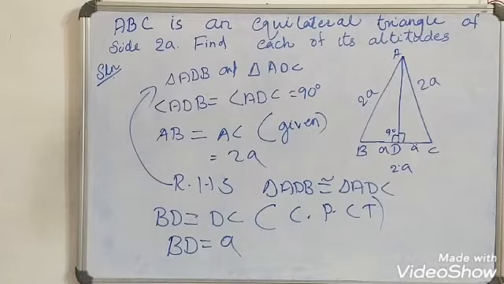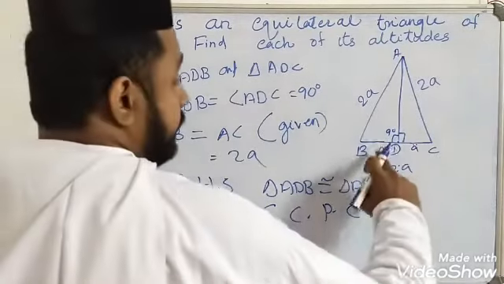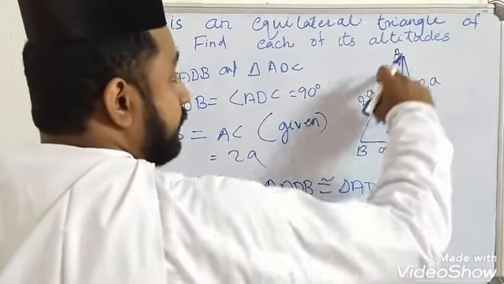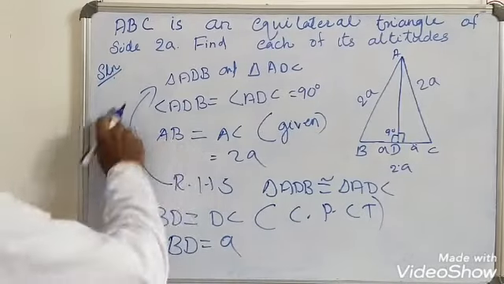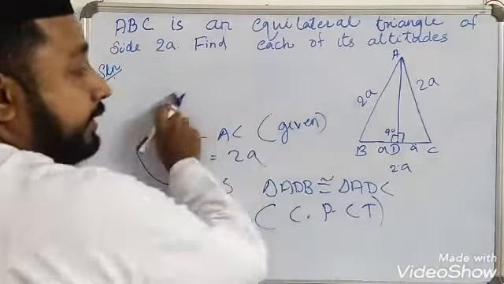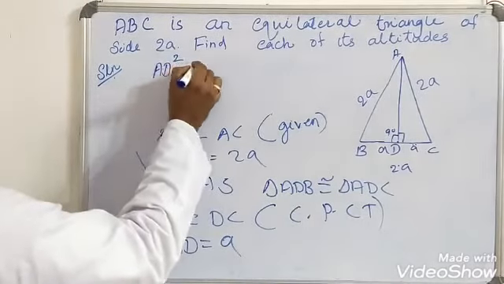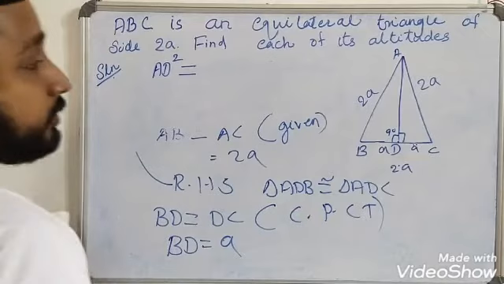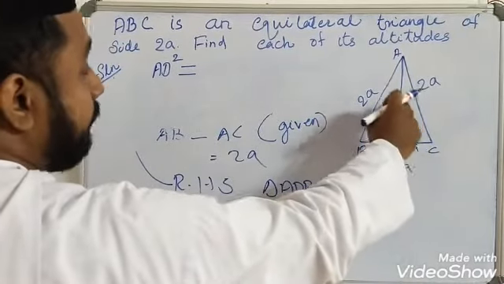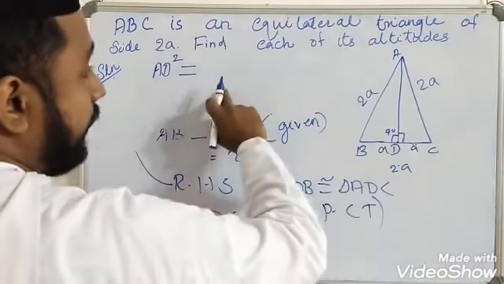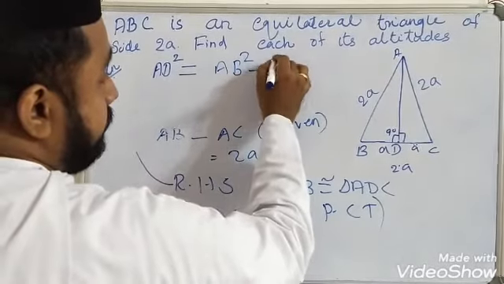So let us say that this is 90 degrees, this is A, this is 2A, then this is a right triangle, so we can apply the Pythagoras theorem. That is, we have to find the altitude AD. Hypotenuse square is equal to base square plus altitude square. Here we have to find altitude square.